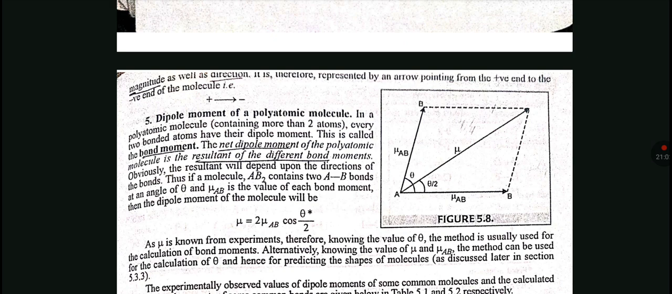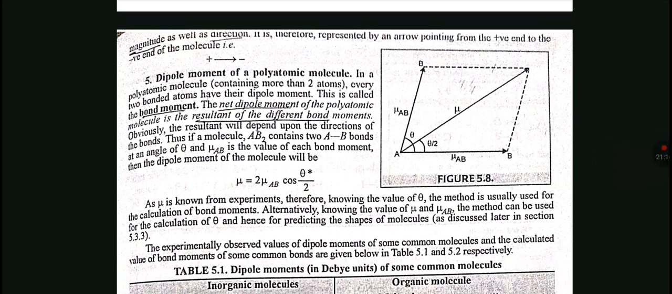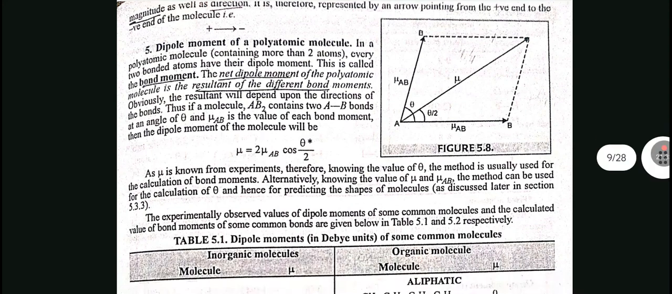If the molecule AB2 contains two AB bonds at an angle theta, and mu AB is the value of each bond moment, then the dipole moment of the molecule will be mu = 2 mu AB cos(theta/2). As mu is known from experiment, knowing the value of theta, the method is usually used for the calculation of bond moment. Alternatively, knowing the values of mu and mu AB, the method can be used for the calculation of theta, and hence for predicting the shape of the molecule, as discussed later in section 5.33.